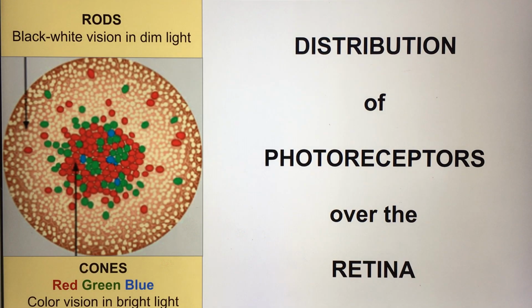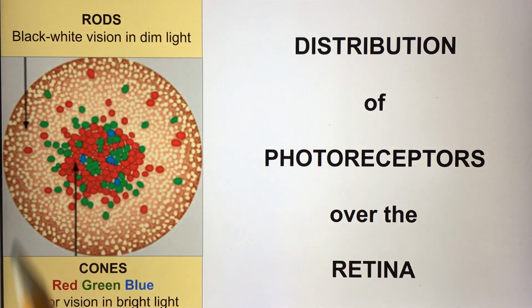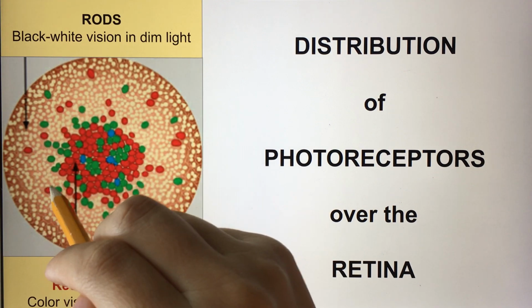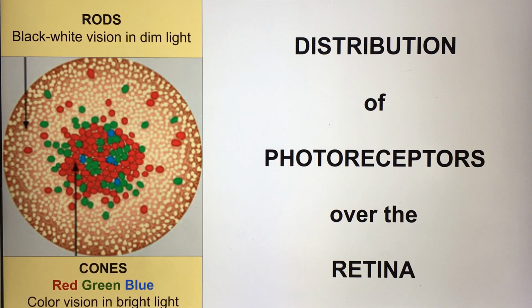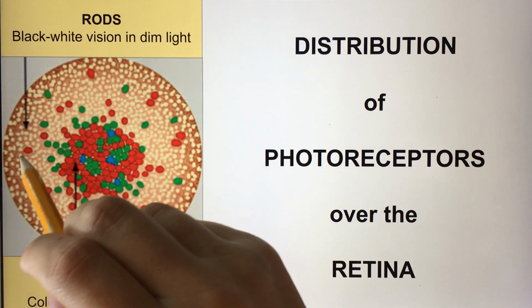So this is a picture of the distribution of the photoreceptors in the retina. This is a picture of the back of the retina, kind of looking through the pupil of the eye, and you can see all of these little dots represent the photoreceptors' positions in the retina. And rods are a lot more abundant.